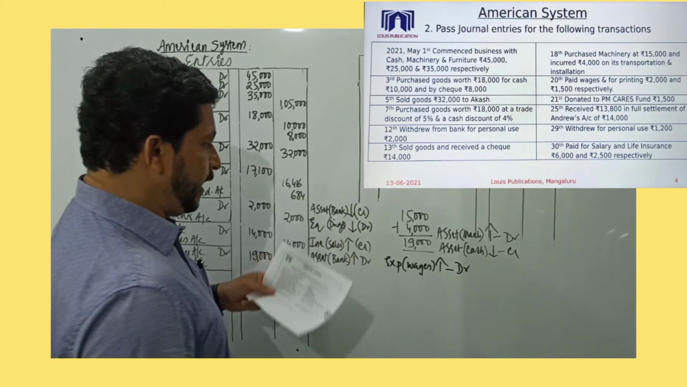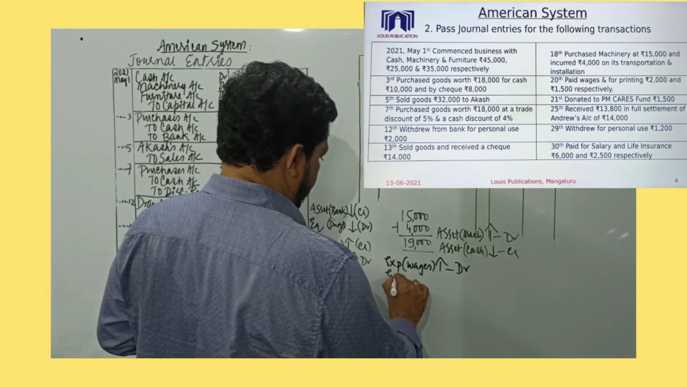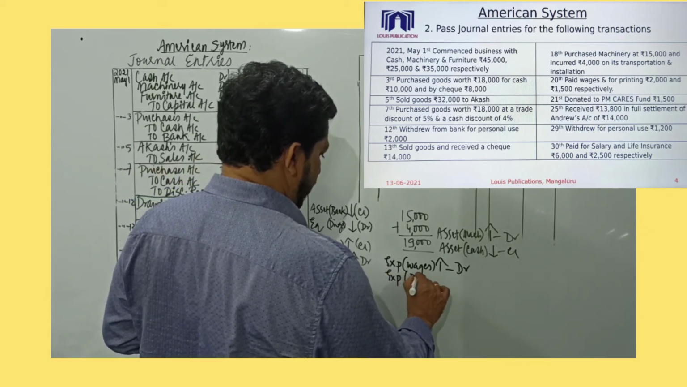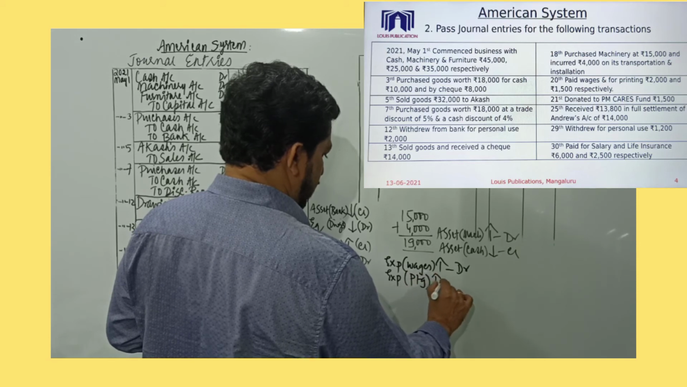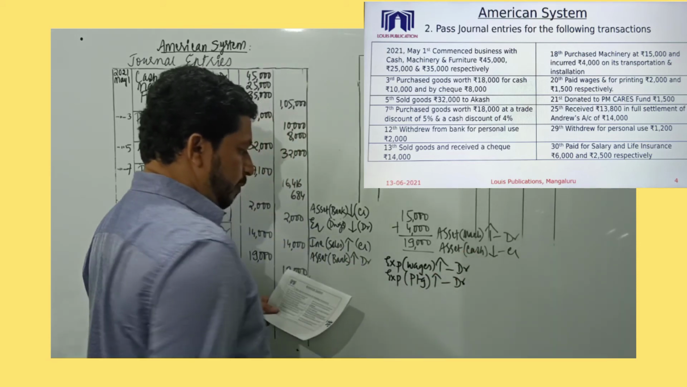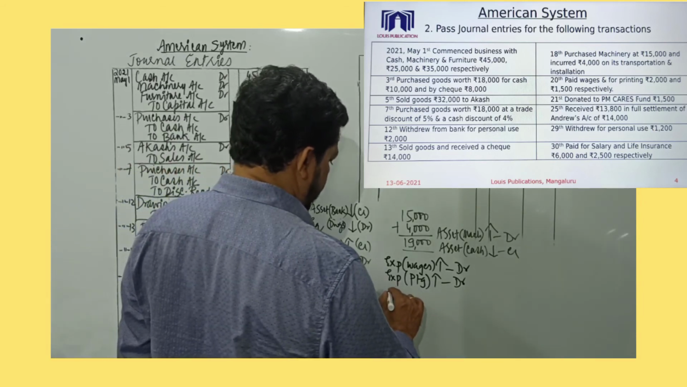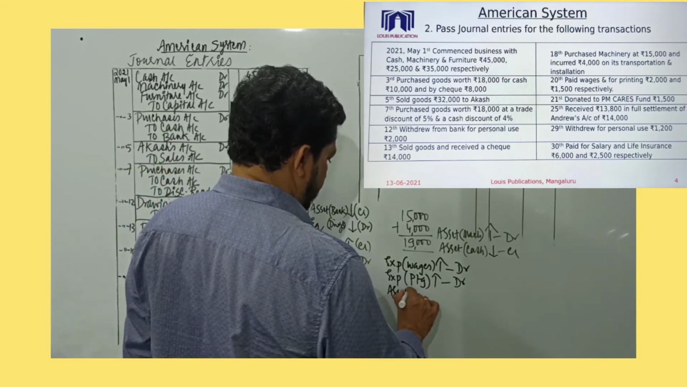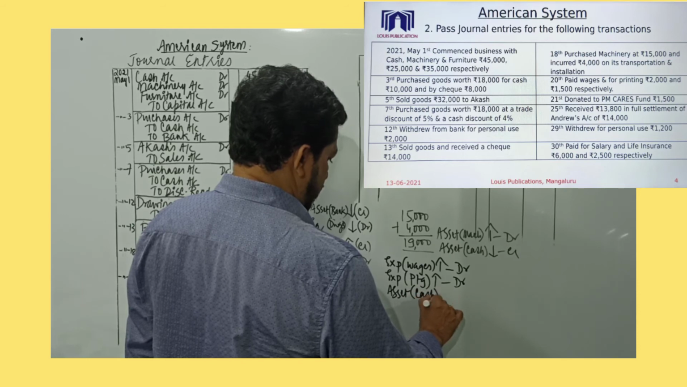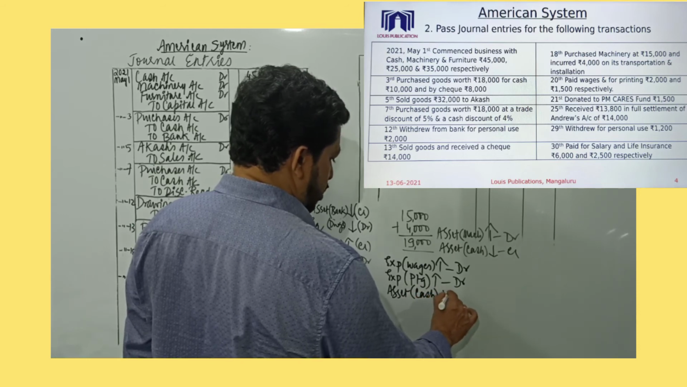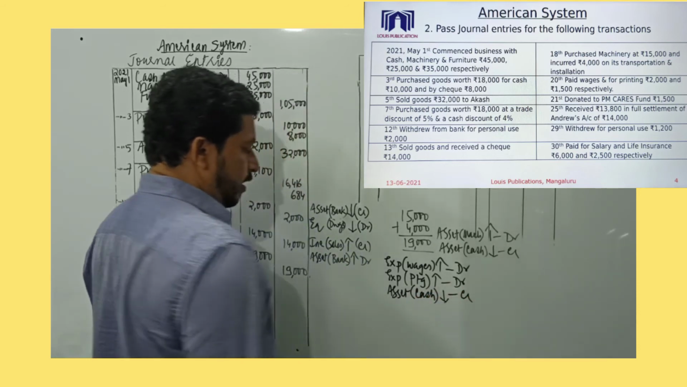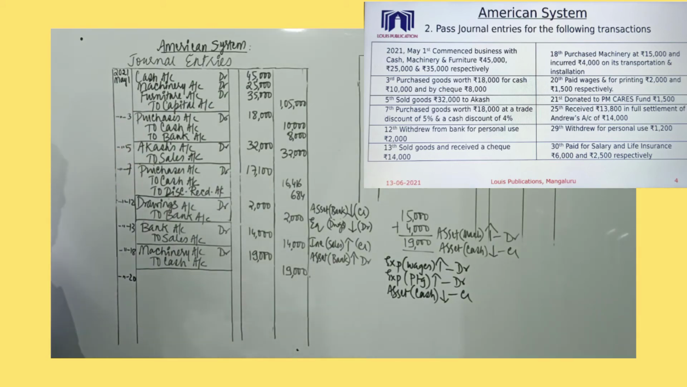Then printing is given. That is again an expense. Name of the account is printing. That is also increasing, so that's also a debit. Expenses increase, debit. And paid is given. So the account present, another element is asset and the account is cash. And when you are paying, cash value, asset value decreases. So it's a credit. So decrease in asset is a credit.